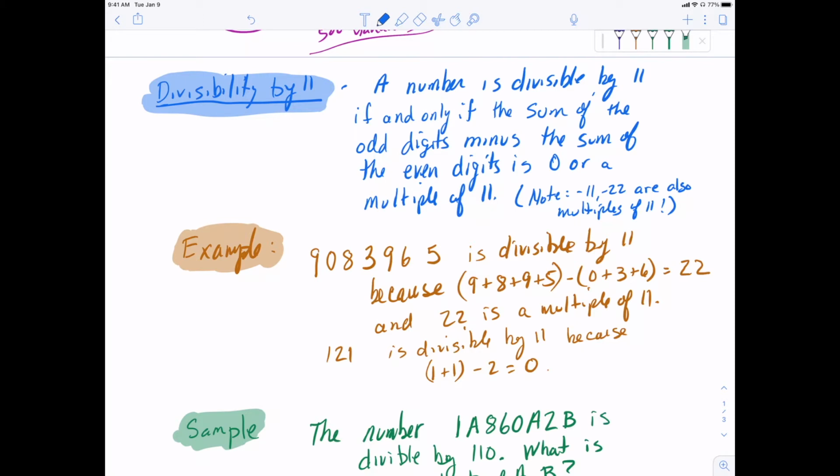The key thing here is the number is divisible by 11 if and only if the sum of the odd digits minus the sum of the even digits is either 0 or a multiple of 11. What are multiples of 11? 11, 22, 33, etc. But remember that negative 11, negative 22, negative 33 are also multiples of 11. I don't think that's going to come up on the test, but it might, so I just point that out.